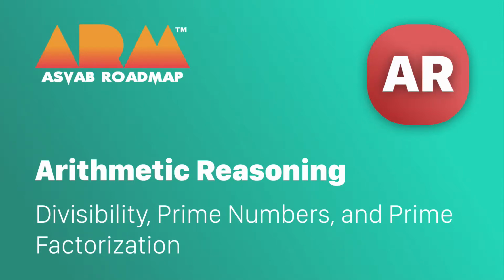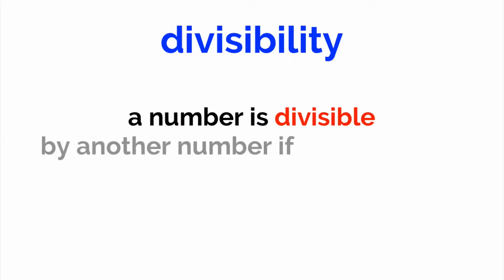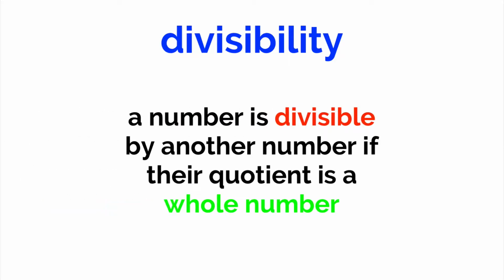Today, we're going to talk about divisibility, prime numbers, and prime factorization. So as always, let's get right into it. After learning about division, it's only natural to learn about the concept of divisibility. Numbers are only divisible by certain other numbers, which means that they can only be divided evenly in certain ways.